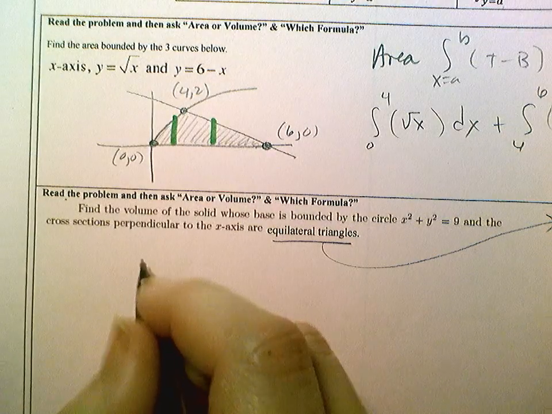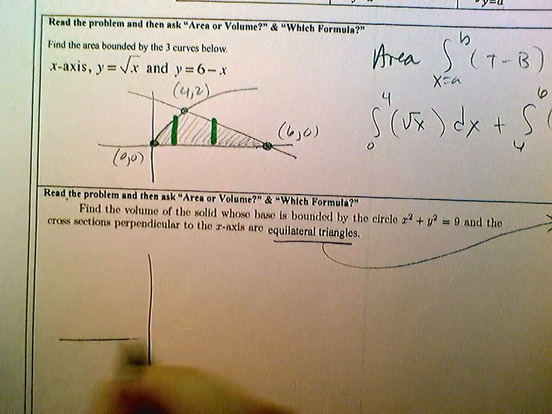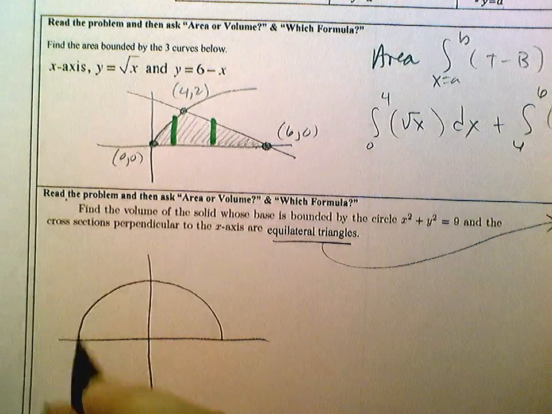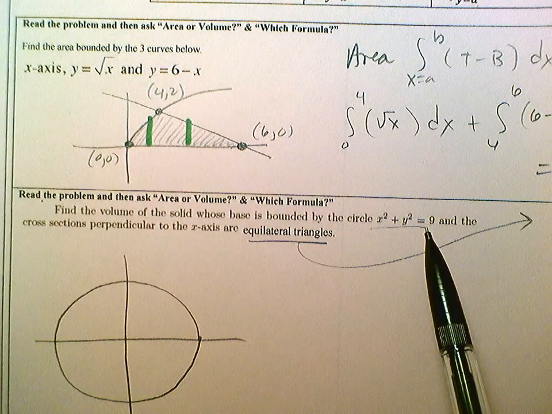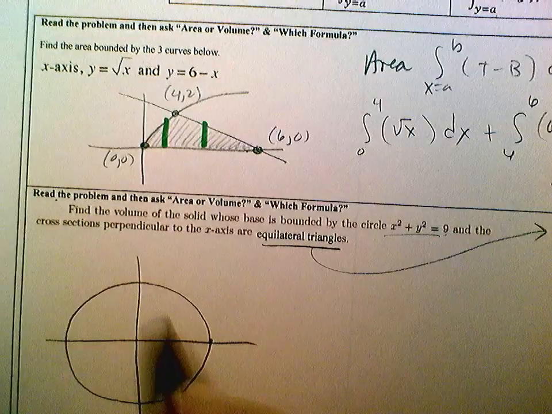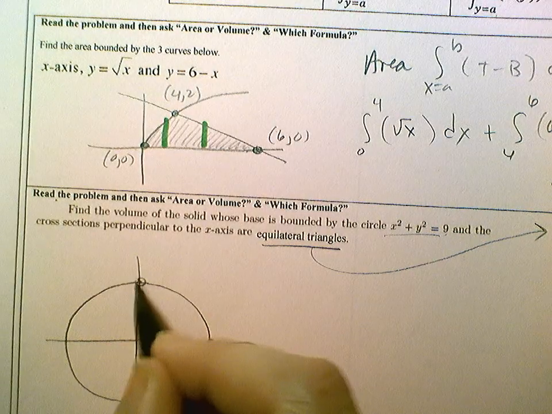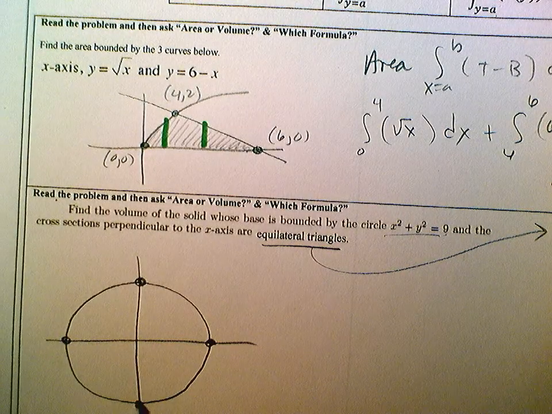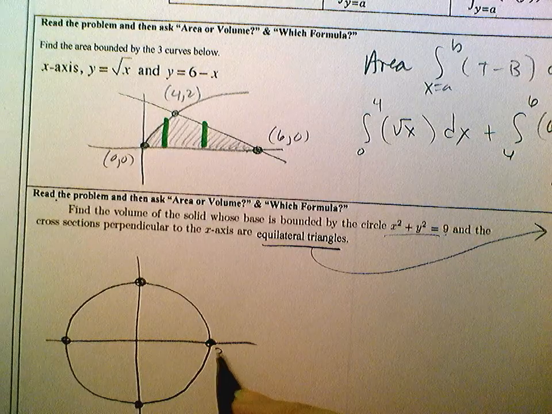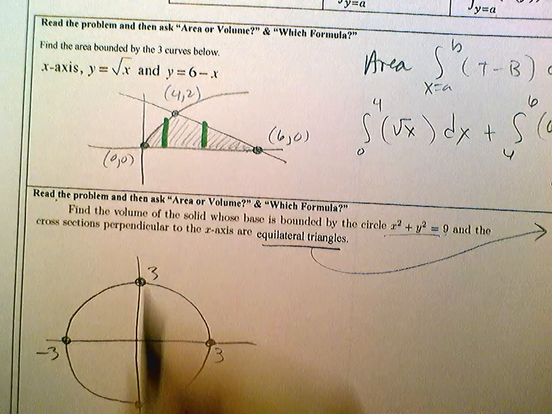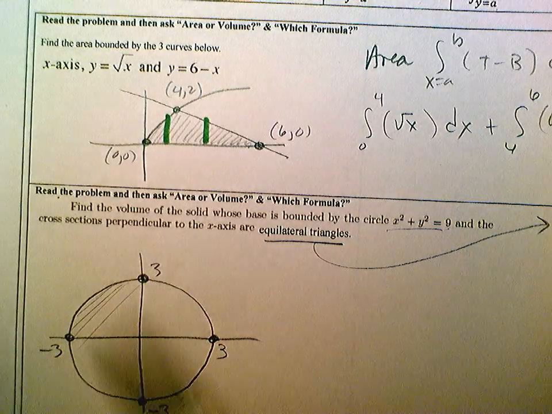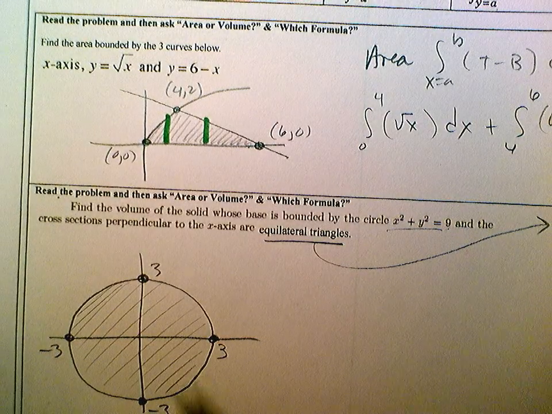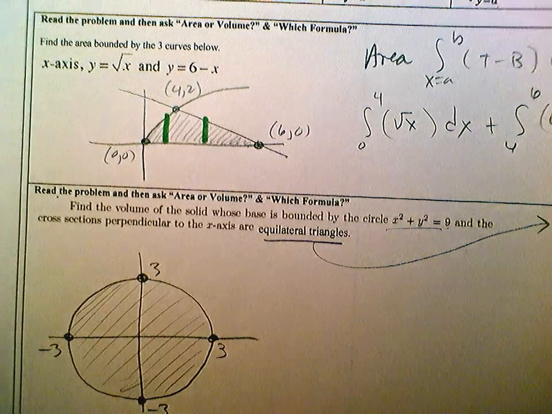So the first thing that you always want to do is draw the picture. This is a circle with radius 3 and center (0, 0). The radius is 3 because remember you take the square root. So this is 3, negative 3, 3, negative 3. And guys, I would always shade the region too. So that's the region in the plane that we're working with.